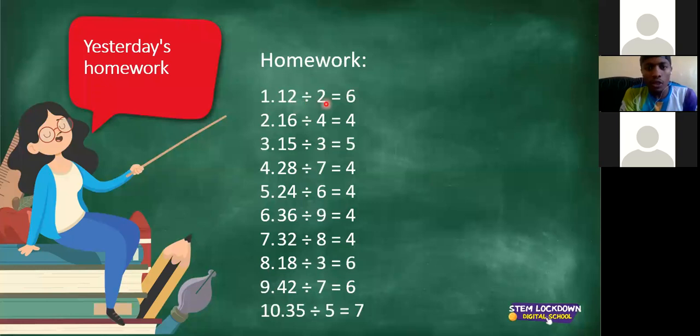12 divided by 2 is 6. 16 divided by 4 is 4. 15 divided by 3 is 5. 28 divided by 7 is 4. 24 divided by 6 is 4. 36 divided by 9 is 4. 32 divided by 8 is 4. So here are the answers for yesterday's homework.